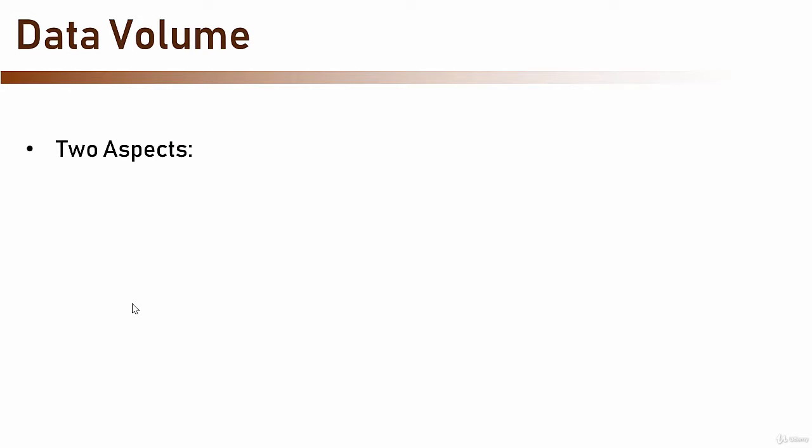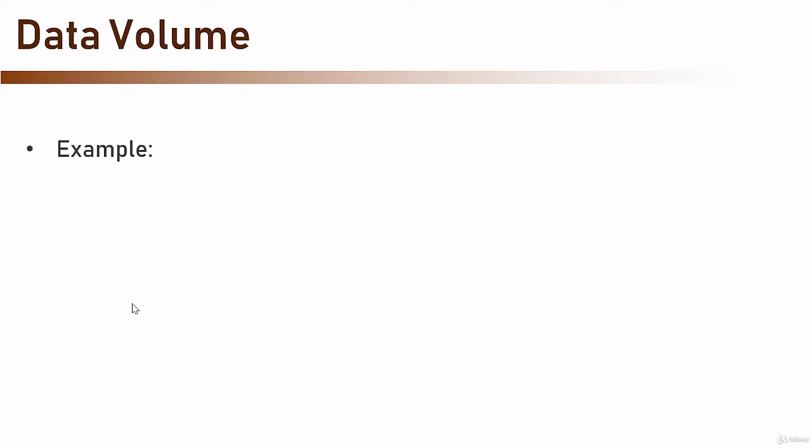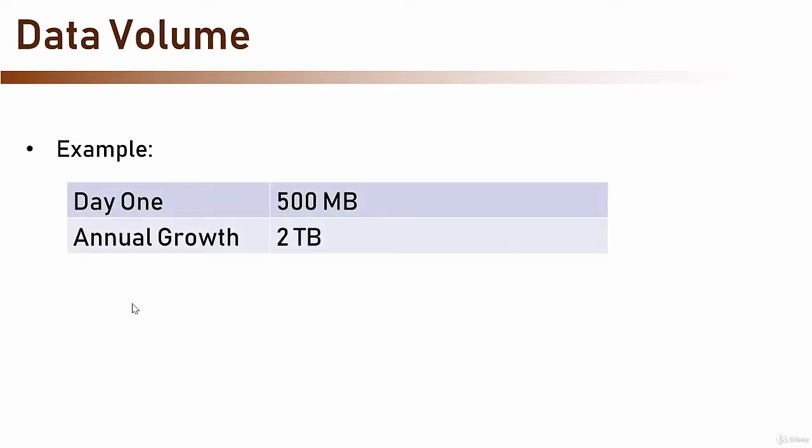The data volume usually has two aspects. One, how much data is required on day one, and two, what is the forecasted data growth. For example, a system might need 500 megabytes on its first day and is expected to grow by 2 terabytes annually. Of course, the growth period can be different and can be weekly, monthly, quarterly, and so on.